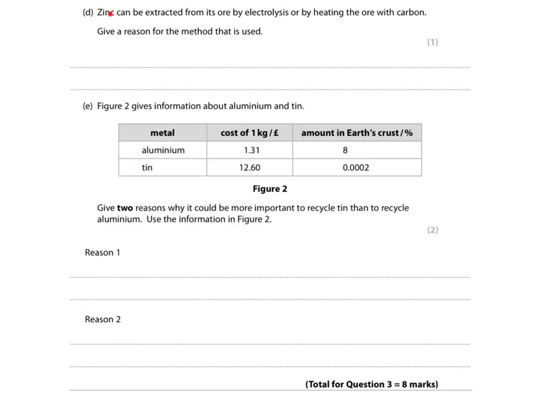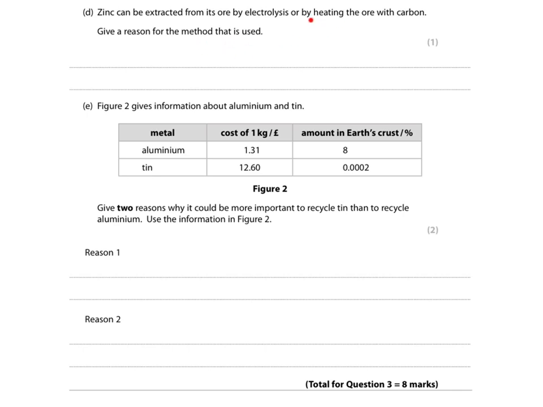So zinc can be extracted from its ore by electrolysis. Electrolysis is when you pass electricity through a solution or a molten liquid, and it causes things to separate. Lysis meaning separate. So we can extract zinc by electrolysis or by heating the ore with carbon. Give a reason for the method that is used.